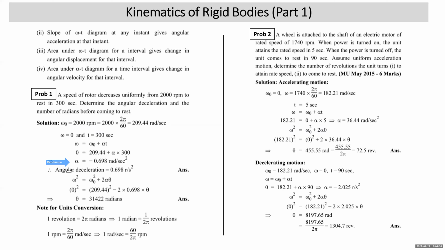Now you want to find the angular displacement. Again, if omega and theta are into consideration, then we prefer to use omega square is equal to omega naught square plus 2 alpha theta. Final angular velocity omega is 0, omega naught is 209.44, alpha is minus 0.698, into theta. So theta is obtained as 31422 radians. All right, so this is what is asked in the sum.